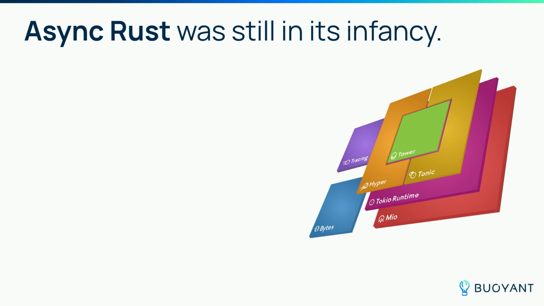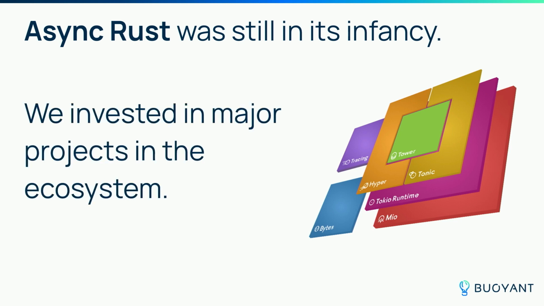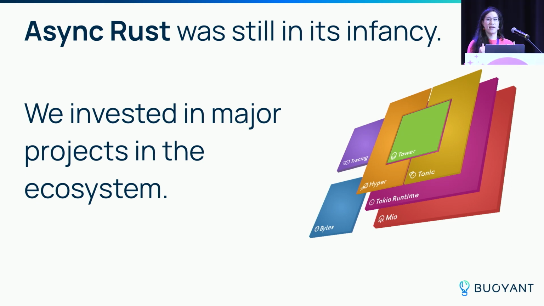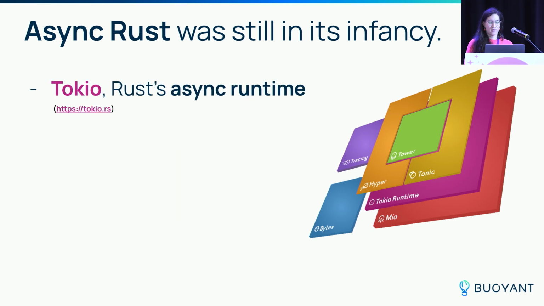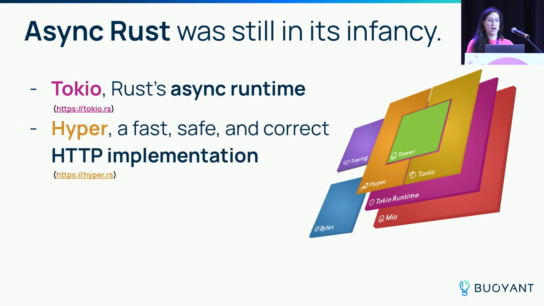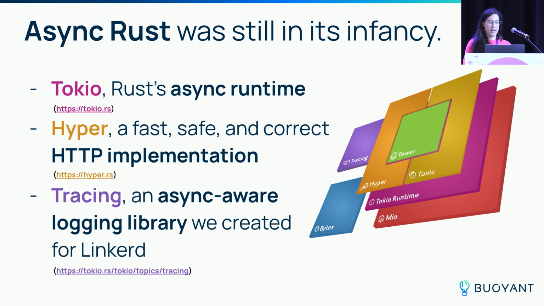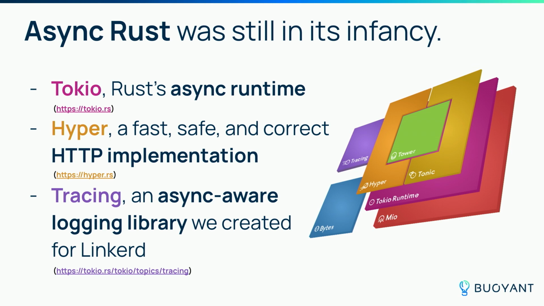And async Rust, just in general, was still in its infancy. So we invested a lot in many of the different projects in that ecosystem to help get it off the ground. For example, we invested a lot in Tokio, which is Rust's async runtime for doing async I/O. Like I said, we've invested a lot in Hyper, the HTTP and HTTP2 implementation. And in a project called Tracing, which is an async-aware logging library that was created for Linkerd, but has since been adopted widely throughout the ecosystem.